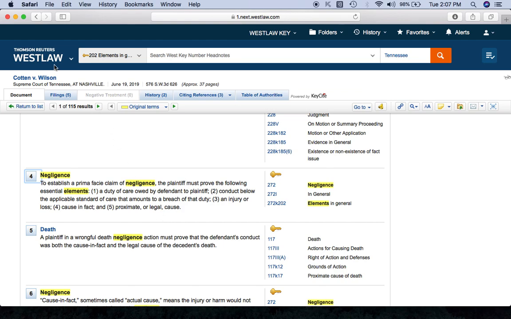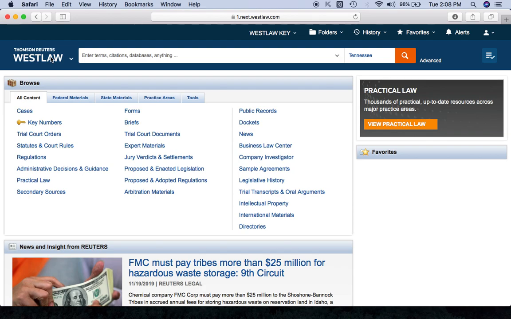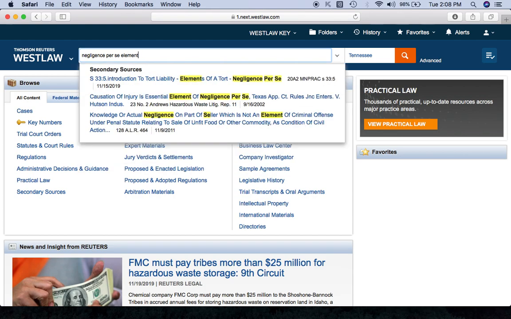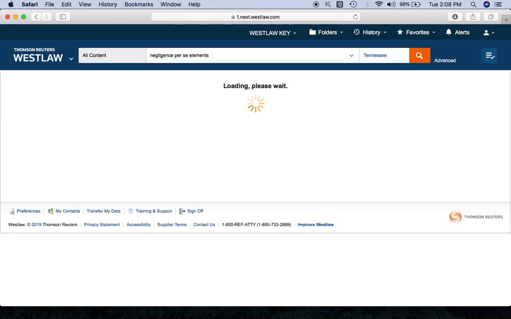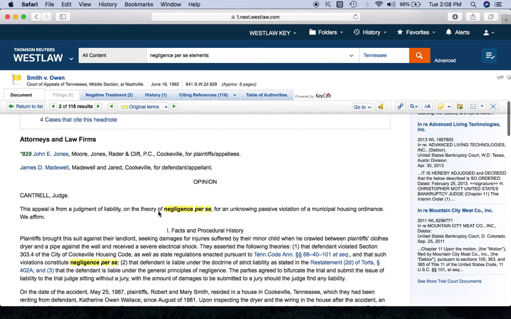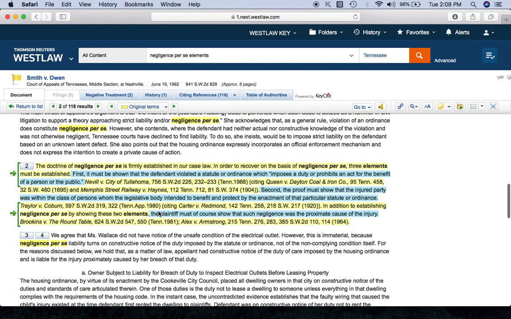And the next thing I want is to find the elements of negligence per se in Tennessee. So I'm still searching in only Tennessee, and I typed in negligence per se elements and went to the second case, Smith versus Owen. And then I went to this highlighted section right here which shows the 3 elements of negligence per se.